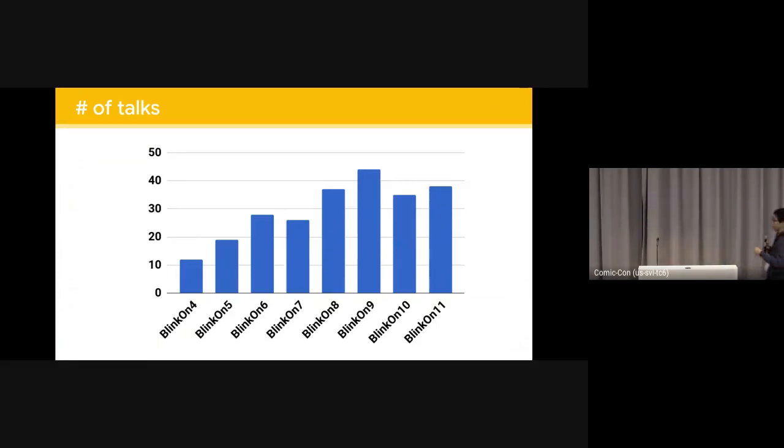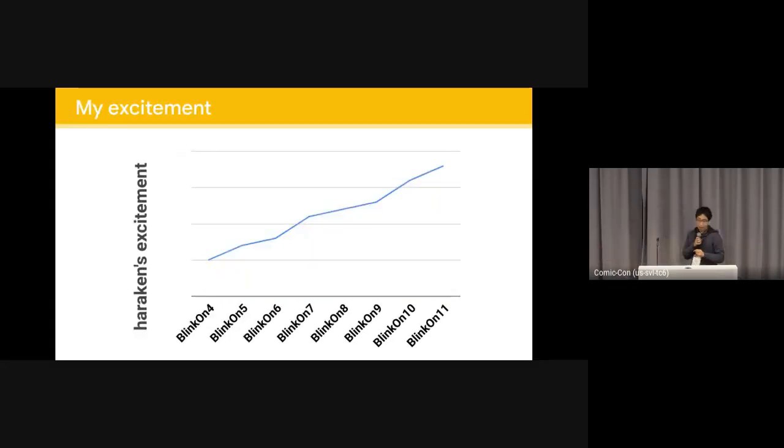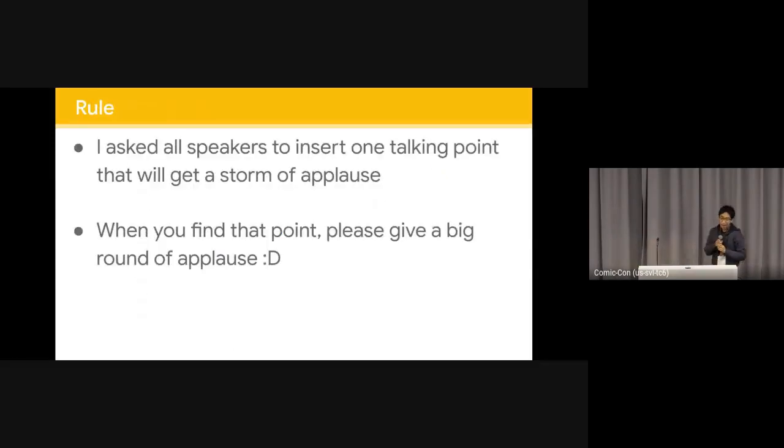So this time, we have 36 lightning talks. And this is showing my excitement. My excitement has been monotonically increasing, and I am more and more excited. And as always, we have one important rule. I asked all the speakers to insert one talking point that will get a storm of applause. So when you find that point, please give the speaker a big round of applause. Is that okay?